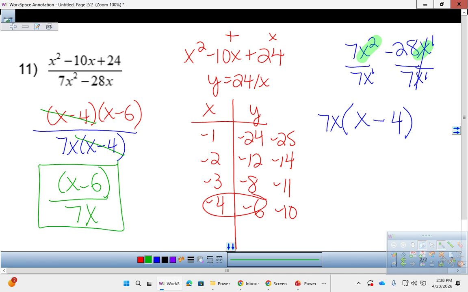I can't cancel out the x's because they're not perfect matches. One of these x's has a -6 and one of them has a 7. They can only cancel if they're perfect matches.